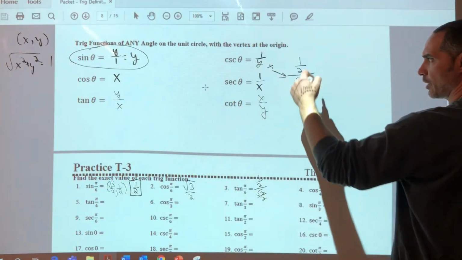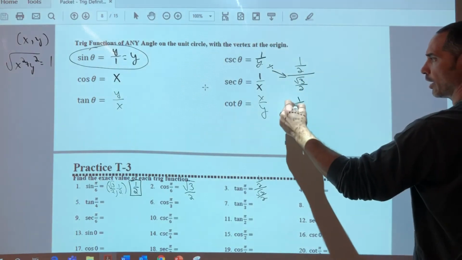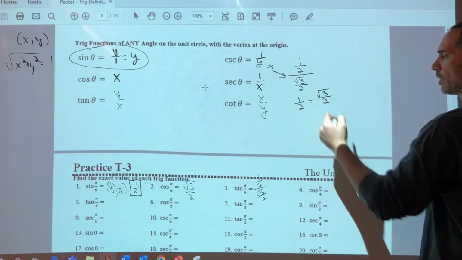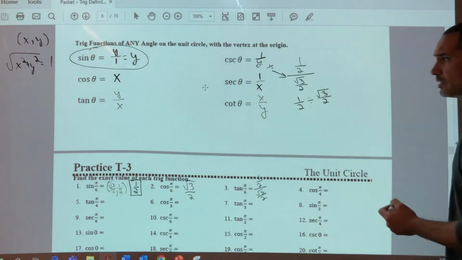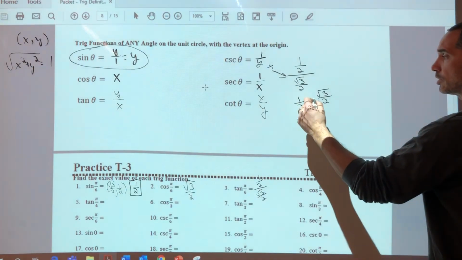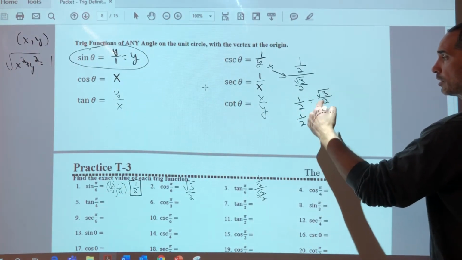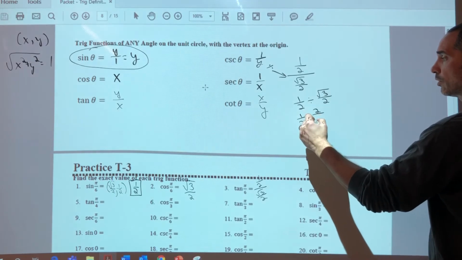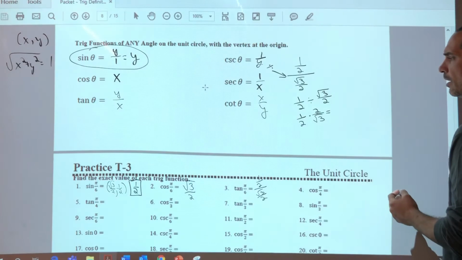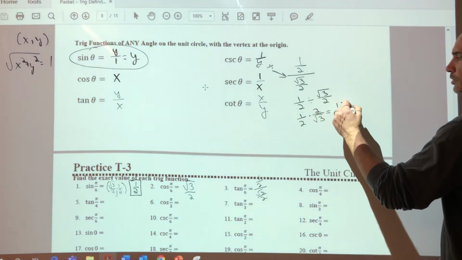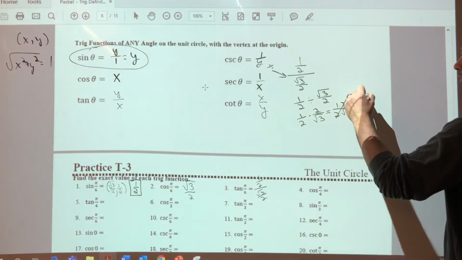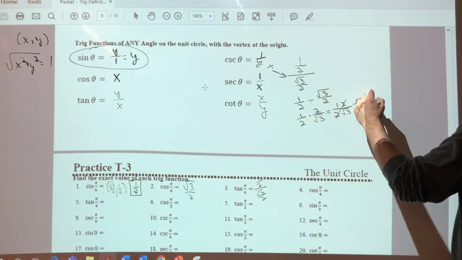When we divide fractions, we take the first, 1/2, divided by the second, square root of 3 over 2. And one way we learn to do this is by keeping the first fraction, changing the sign from division to multiplication, and flipping the second one, 2 over square root of 3. Some teachers might say keep, change, flip. And then we have 1 times 2 over 2 times square root of 3. The 2's cancel, and we get 1 over the square root of 3.